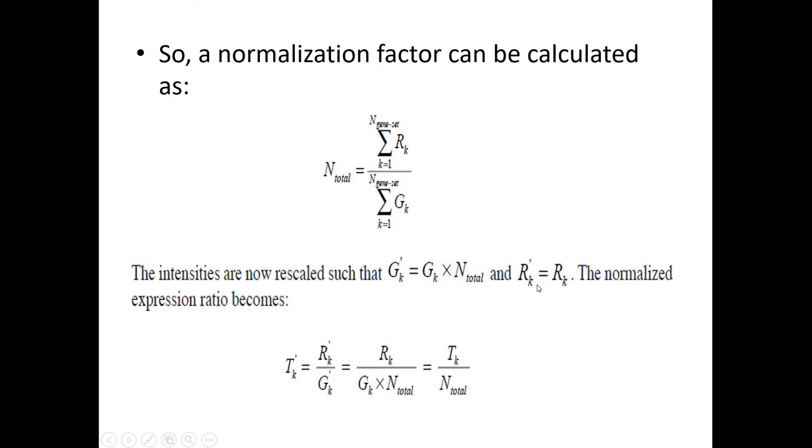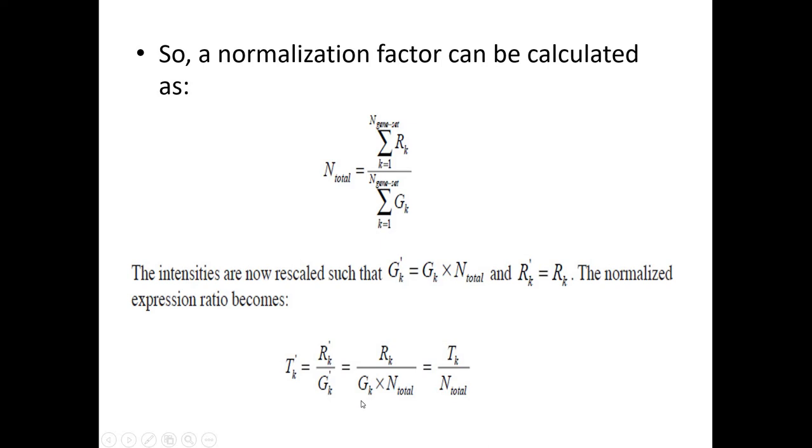Okay, and RK dash means you can call this RK prime, so this is equal to RK. The normalized expression ratio becomes TK, this is rescaled TK, is equal to RK by GK. So these are rescaled values.